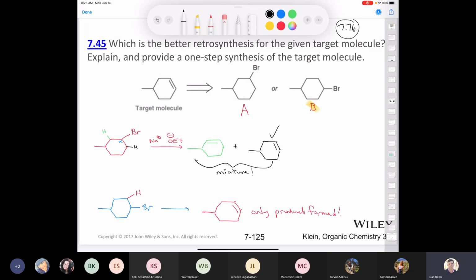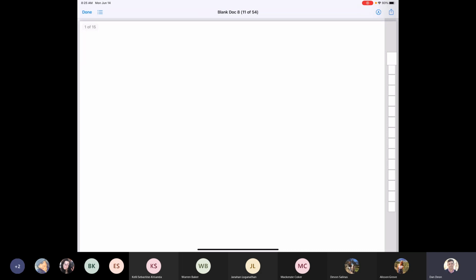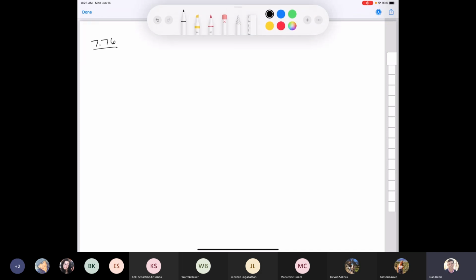I'm going to open up a blank document, and I wanted to take a look at a couple of the questions from, this is again 7.76, comes straight from your textbook, nothing fancy, right? Let's see here. I want to start with the first question. You have to bear with me because I have to look over my monitor here.